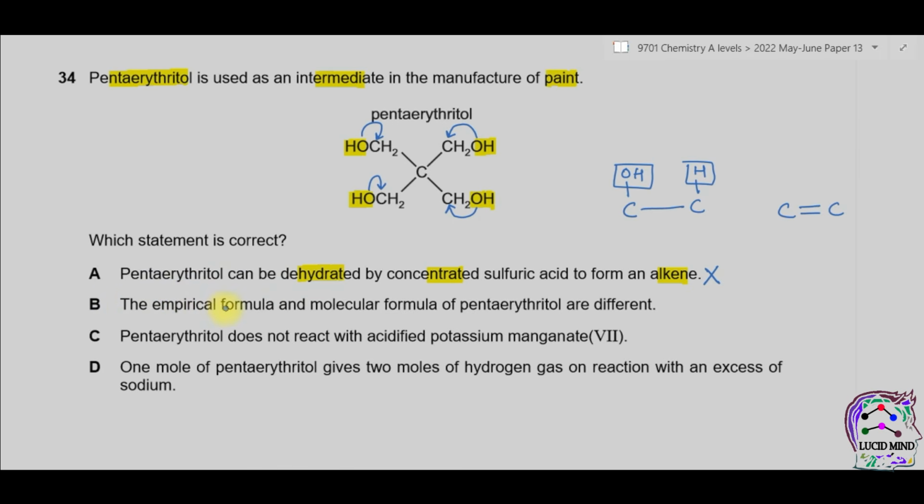Part B, the empirical formula and the molecular formula of pentaerythritol are different. Let's find out the empirical and molecular formula. We have 5 carbons, 12 hydrogens, and 4 oxygen atoms. Let's find out the empirical formula. As we have an odd number, therefore the empirical formula is also going to be the same. So this is wrong, it is the same.